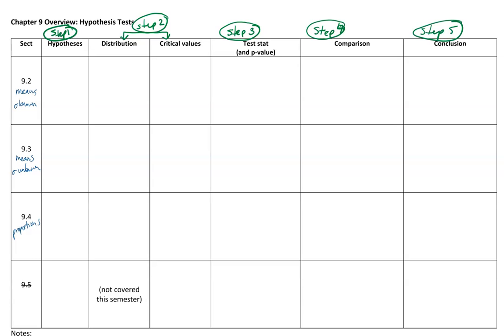So those are, I highly recommend you organizing your work that way. It's not absolutely essential, but I think it will be a good call on your part to do so.